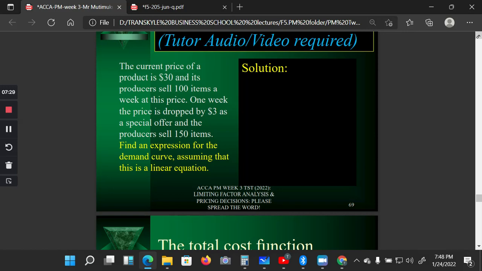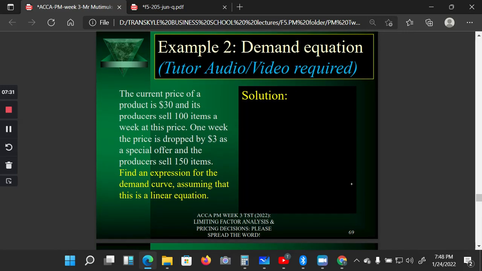We need to do this other example. The current price of a product is $30, and its producers sell 100 items a week at this price. One week, the price is dropped by $3 as a special offer, and the producers sell 150 items. Find an expression for the demand curve, assuming that this is a linear equation.